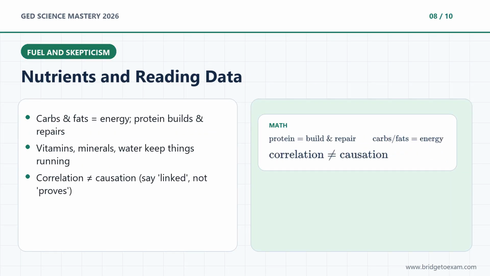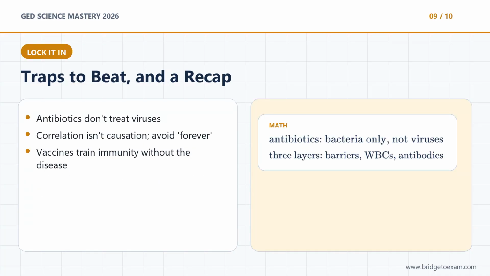Two more essentials. First, nutrients do different jobs. Carbohydrates and fats give you energy, proteins build and repair your body, and vitamins, minerals, and water keep everything running. If a question asks which nutrient builds and repairs, the answer is protein. Second, when you read health headlines, remember our golden rule. Correlation is not causation. Two things rising together does not prove one caused the other. If a survey did not control other factors, the safe word is associated or linked. Never proves.